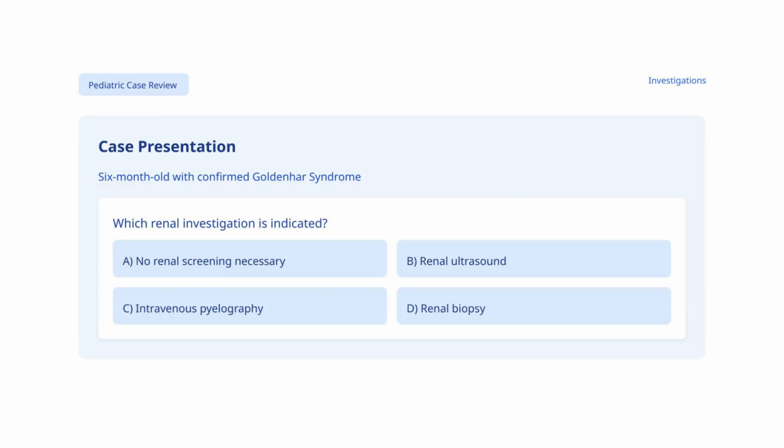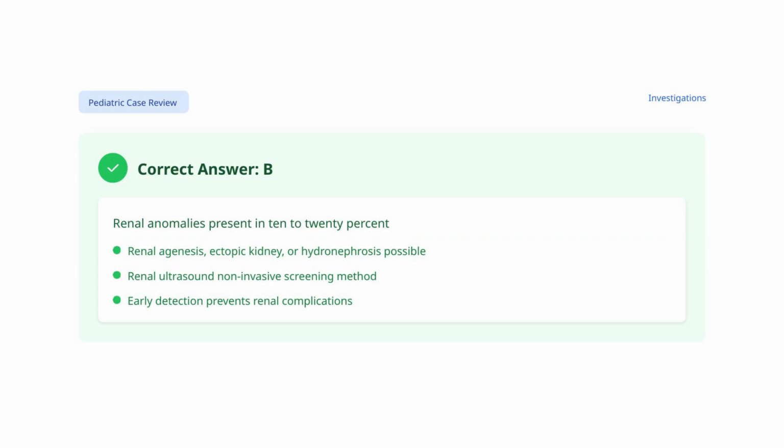A 6-month-old infant with confirmed Goldenhar syndrome presents for follow-up. The question asks, which renal investigation is indicated for this patient? Option A, no renal screening necessary. Option B, renal ultrasound. Option C, intravenous pyelography. Option D, renal biopsy. Think about multi-system involvement. The correct answer is B.